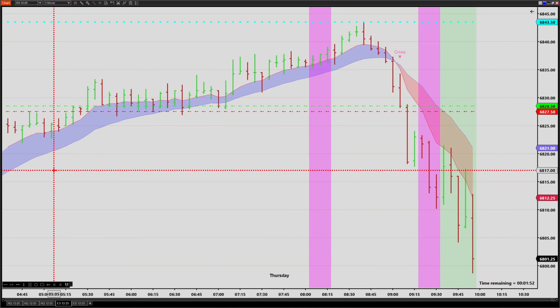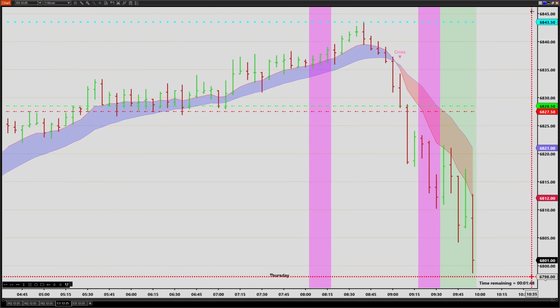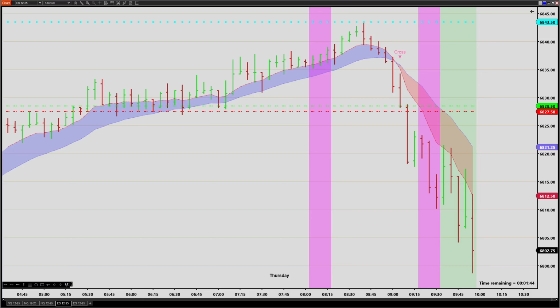And again, this was a sim trade. Not trying to pull the wool over anyone's eyes. It was 10 points on the ES. And just to show you, I'm done.